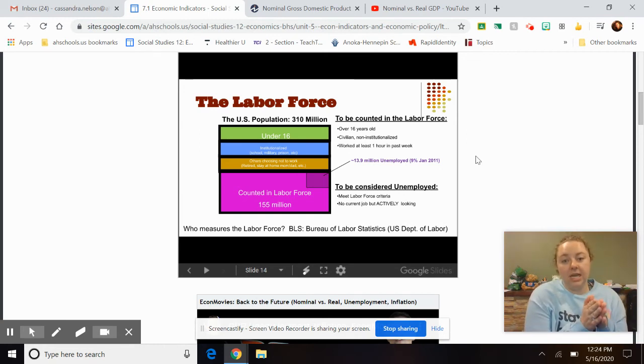So if you're 16, not institutionalized, but you've never worked in your life, you are not counted as being in the labor force because you haven't worked. Even though you're 16, even though you could get a job, you've never worked in your life, so you're not counted as part of the labor force because you haven't joined it yet.